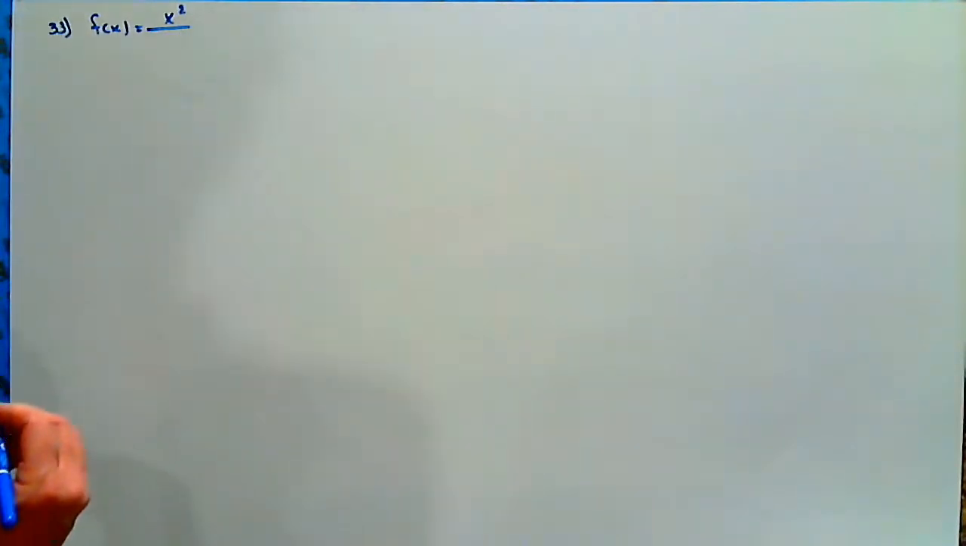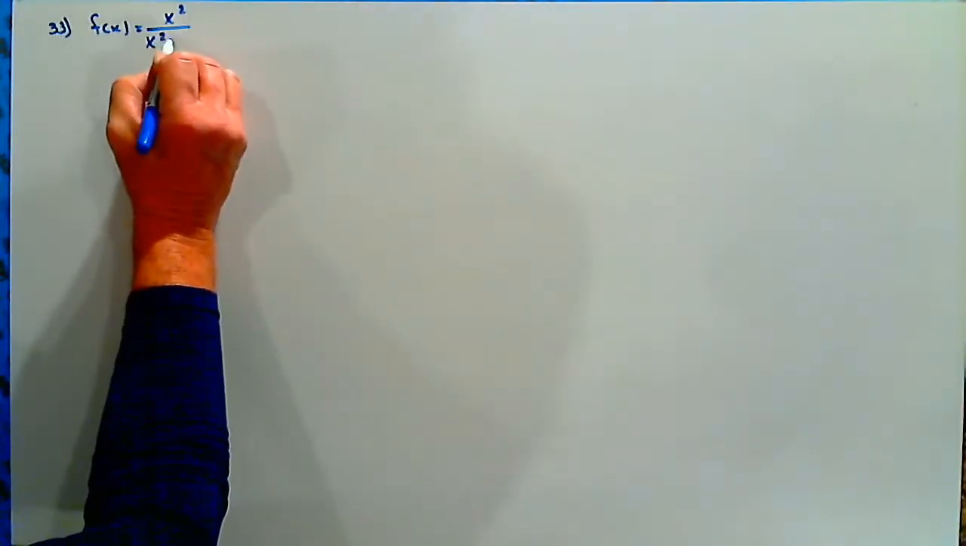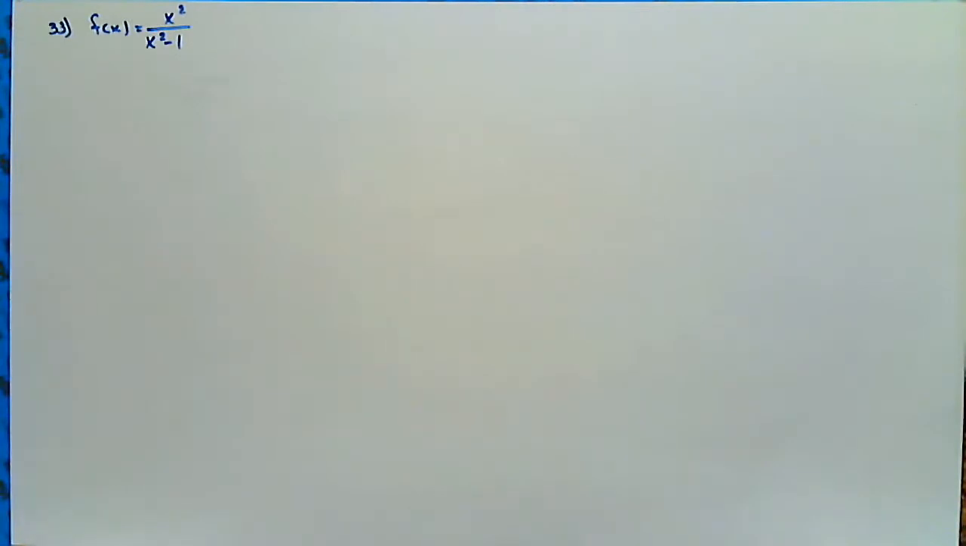What's different about problem 33? Well, I know some of you don't like fractions, and problem 33 comes with a fraction. So what are we looking at here? We have f of x equals x squared divided by x squared minus 1. And the question we're asking to answer here is exactly the same. It's got one added part, and we'll do that part first. But other than that, it's increasing and decreasing.